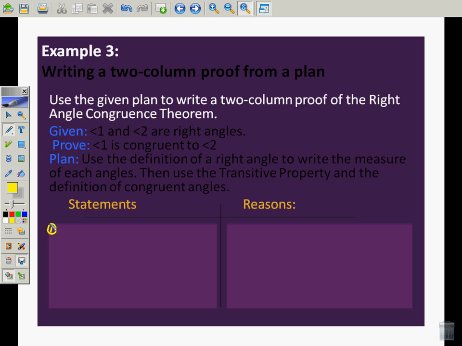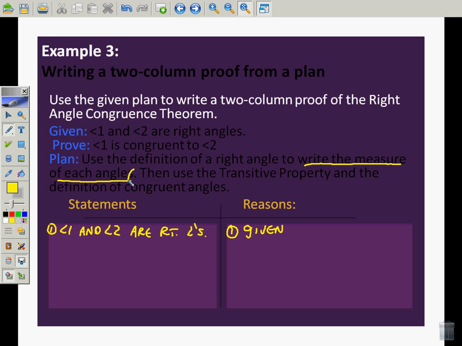So my first statement is going to be angle 1 and angle 2 are right angles. Okay, and my reason for that is going to be given. Okay, and here's where the puzzle gets interesting. Our plan says use the definition of right angle to write the measure of each angle. It should be angle, right? The measure of each angle. Then use the transitive property and the definition of congruent angles.